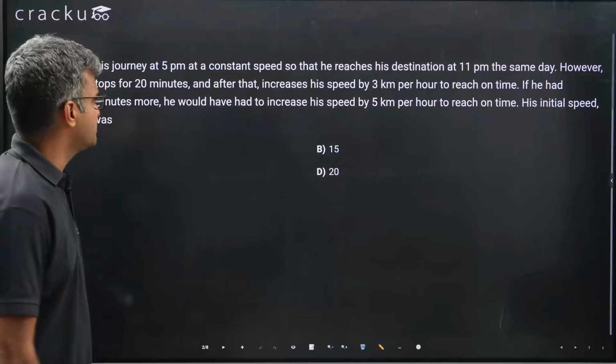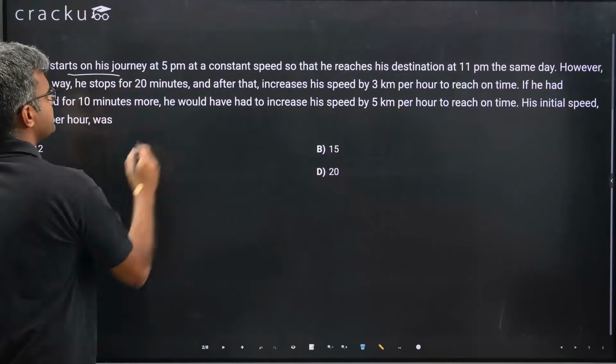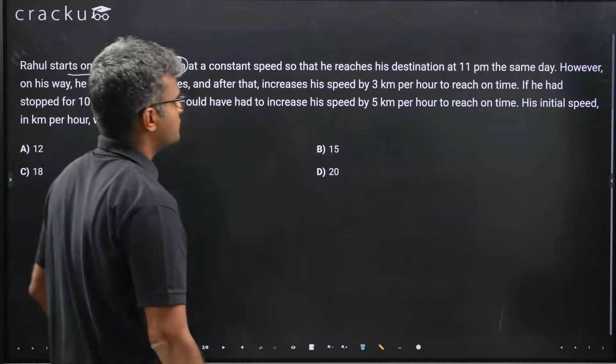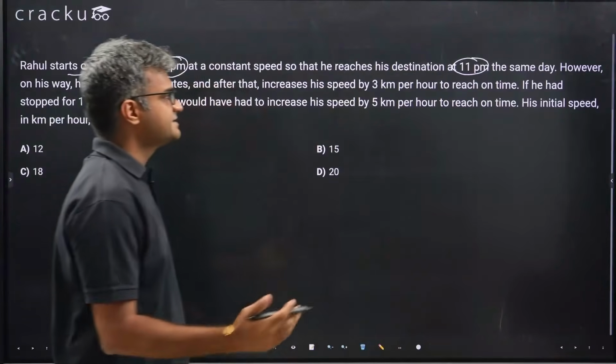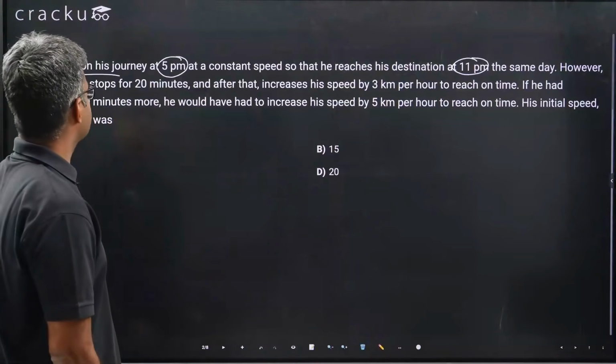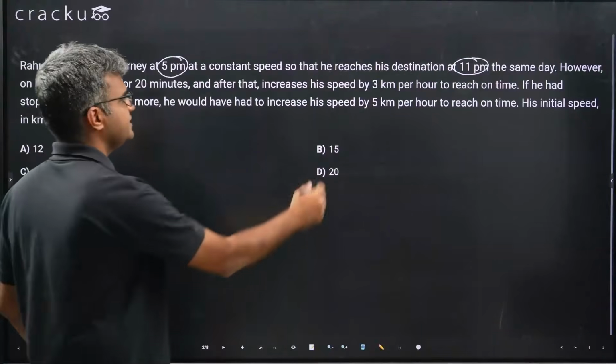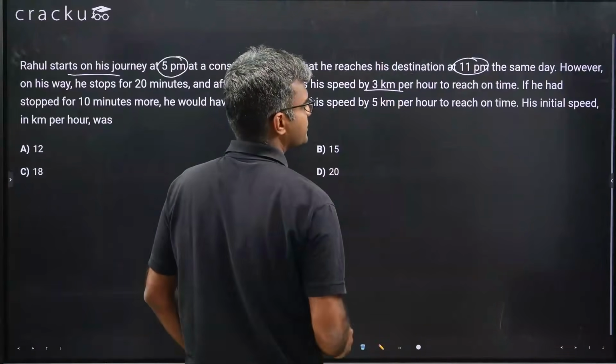In this question, we are told that there is one guy called Rahul. He starts his journey at 5 p.m. at a constant speed so that he reaches his destination at 11 p.m. That is in 6 hours. However, on his way, he stops for 20 minutes, and after that, he increases his speed by 3 kilometers per hour to reach on time.